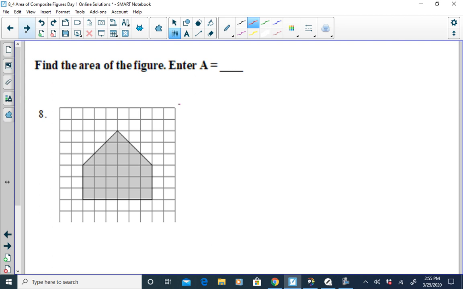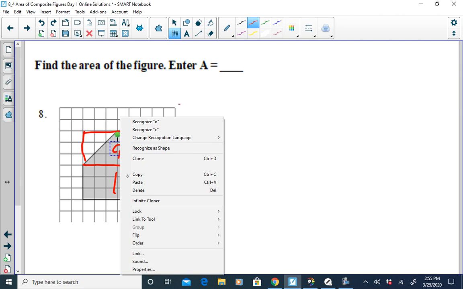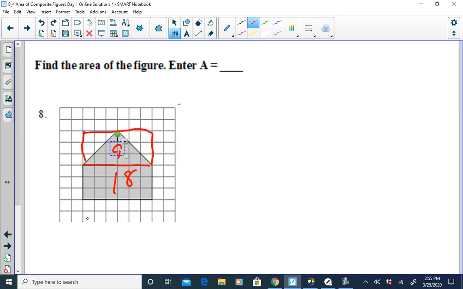Let's look at this next one. Here, we'll do it this way, and then I'm going to do 3, 6, 9, 12, 15, that's 18, and then this is 1/2 of 18, which is 9. Oops, 18 and 9. Let's undo that. Computer's going a little crazy here. 18 and 9. That's going to be an area of 27 units.